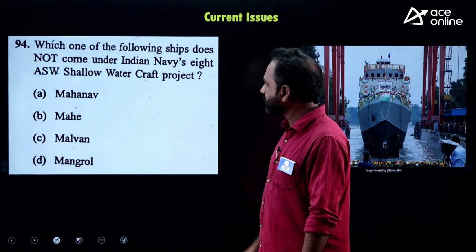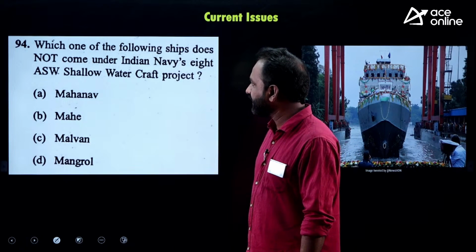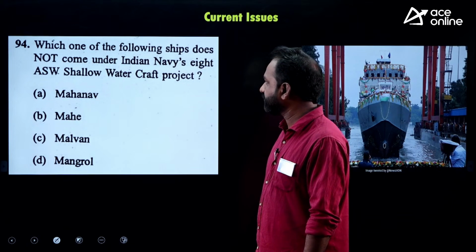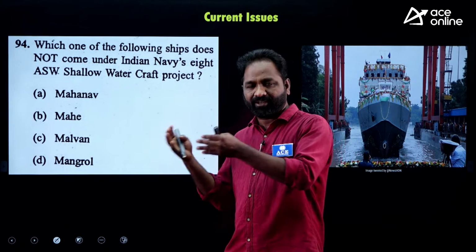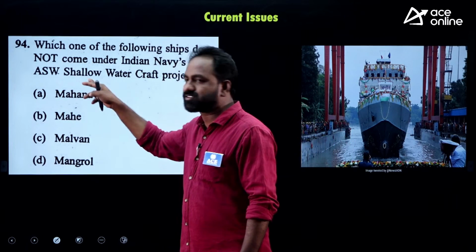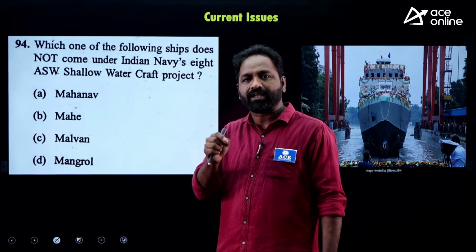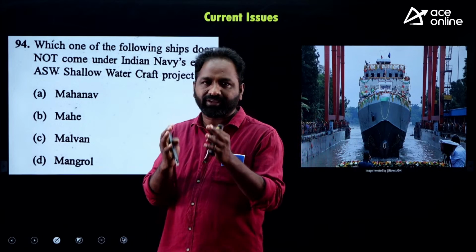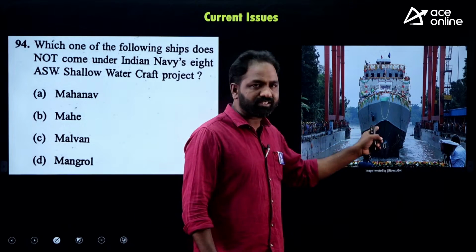Next, which of the following ships does not come under the Indian Navy 8 ASW shallow watercraft project? So the Ministry of Indian Navy is going to launch a project called anti-war submarine. ASW means anti-war submarine. They are going to procure 8. So this is one of the things.